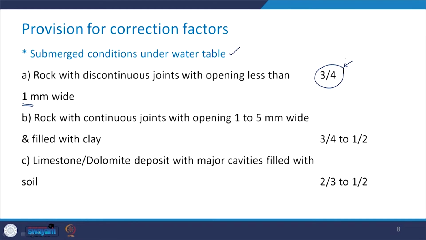In case of rocks with continuous joints with opening from 1 to 5 meter wide and filled with clays, this correction factor varies between 3/4 to 1/2, and in case limestone or dolomite deposits are there with major cavities which are filled with soil, this correction factor becomes 2/3 to half.